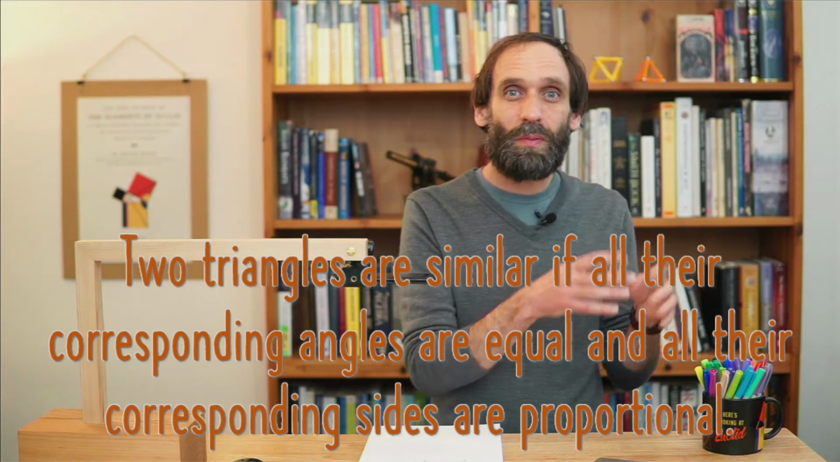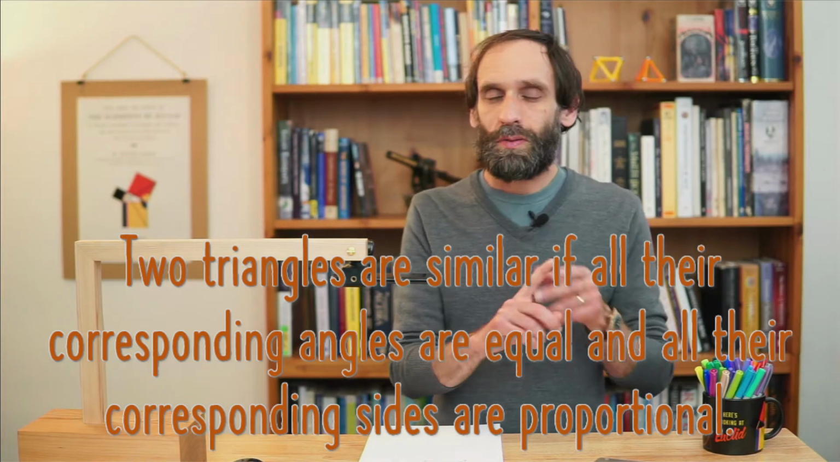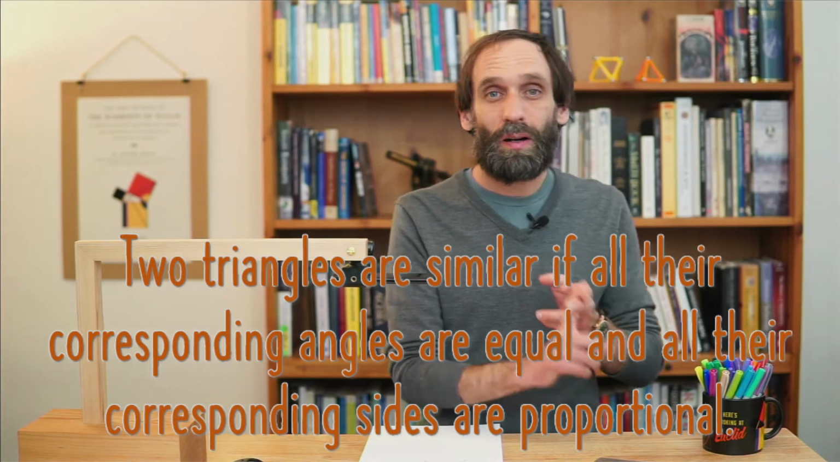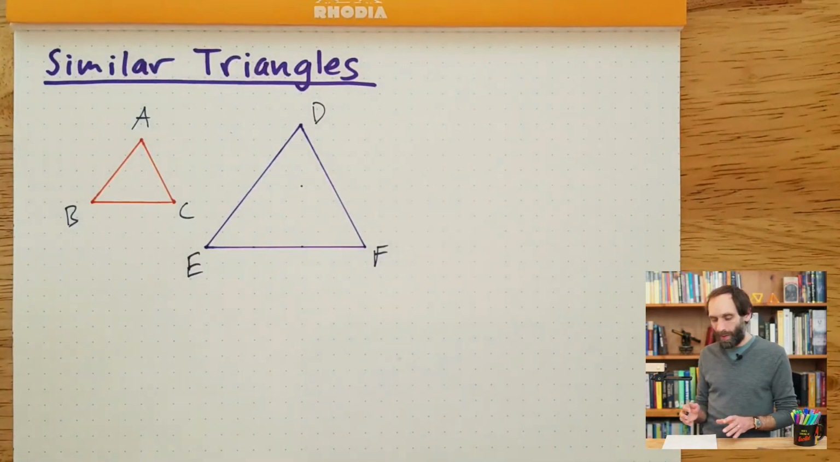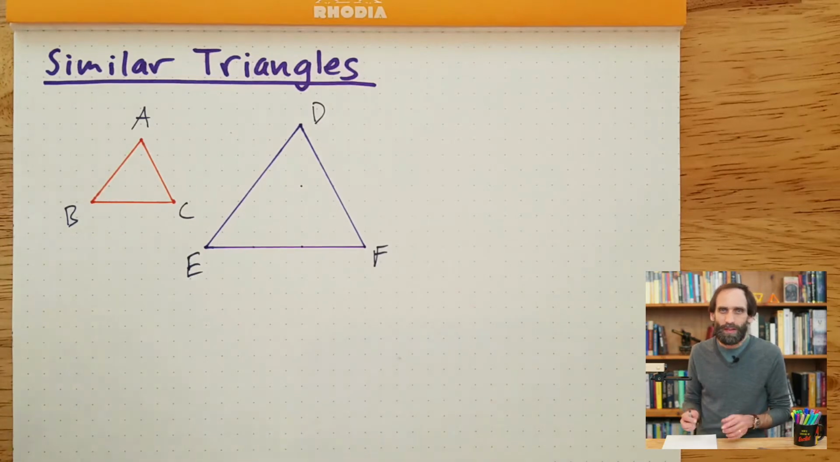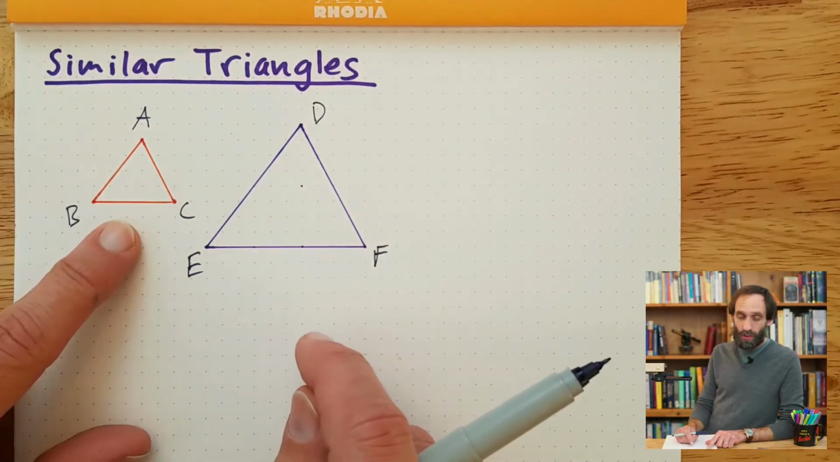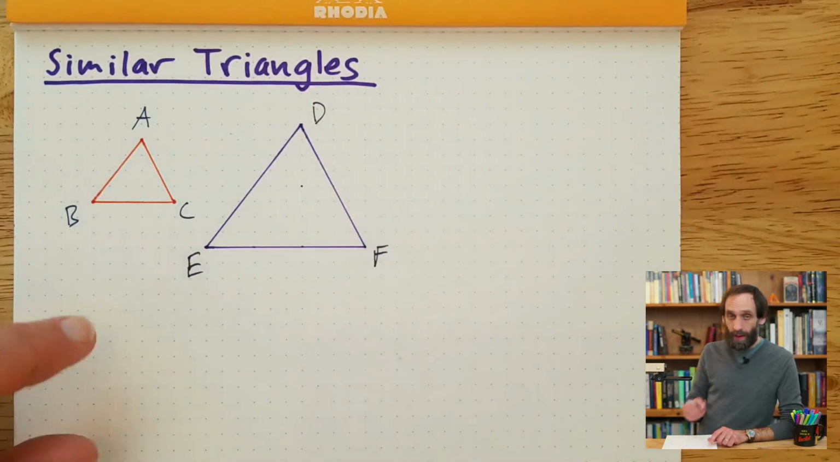If two triangles are similar, then all the corresponding angles are equal, and all the corresponding sides are proportional. Okay, so now let's dig a little bit deeper into that definition, what it means, by looking at a couple triangles. You see here on my paper, I have two triangles drawn: a smaller triangle, ABC, and a larger triangle, DEF.